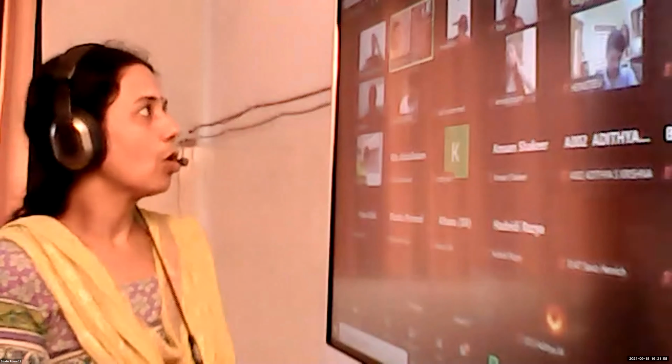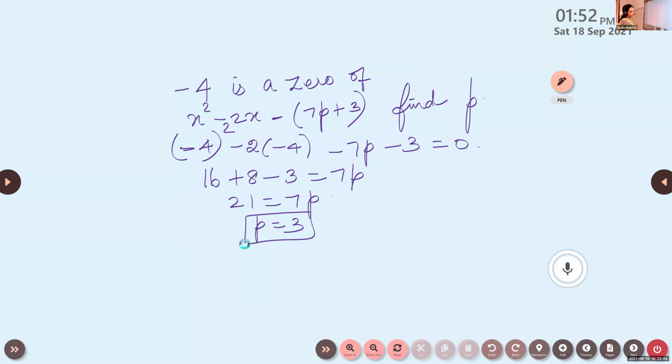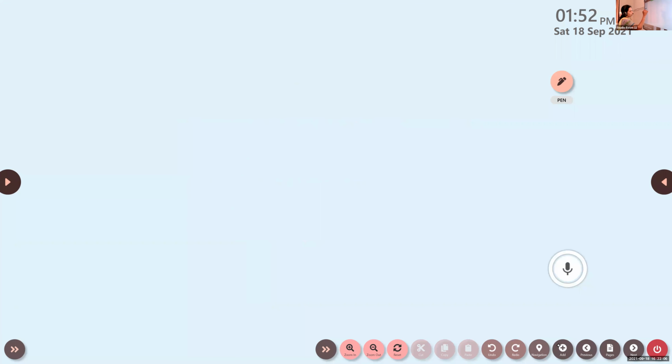If one zero of the polynomial x square minus 4x plus 1 is 2 plus root 3, the other zero is dash.